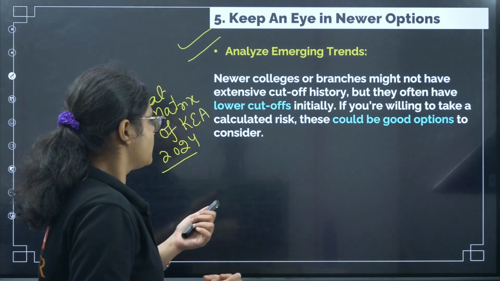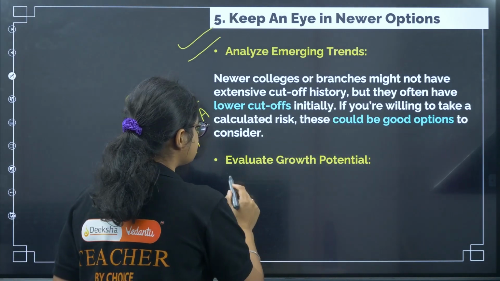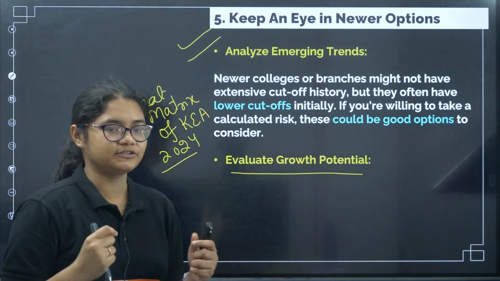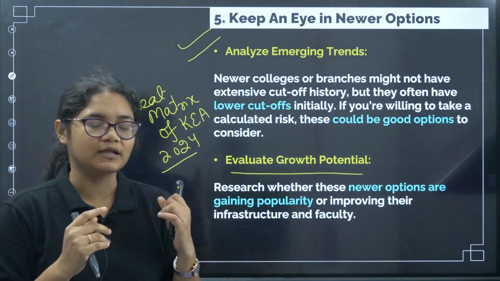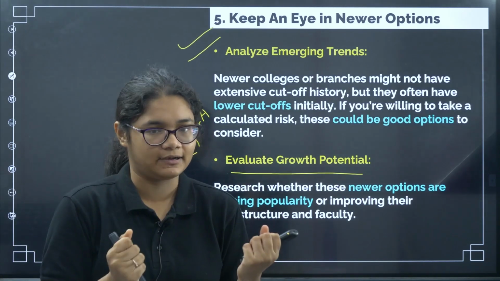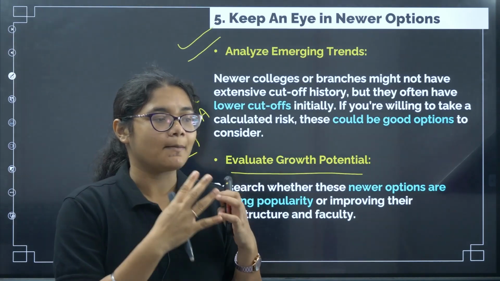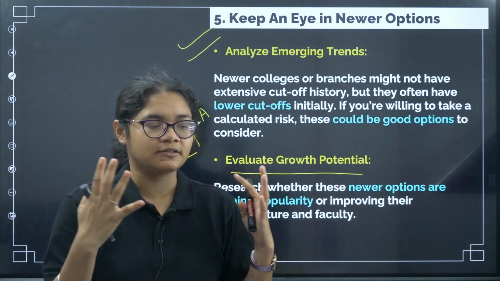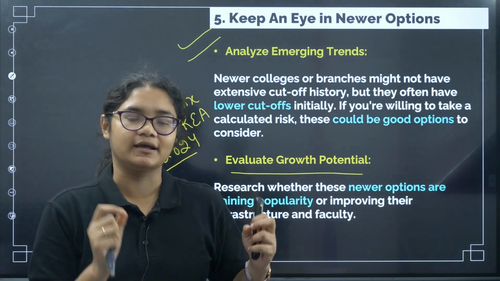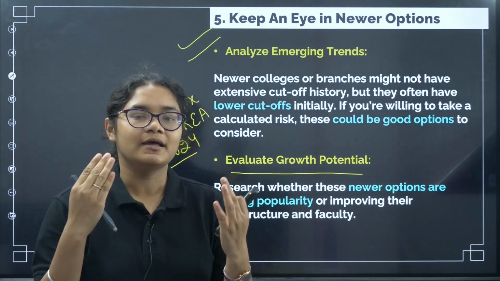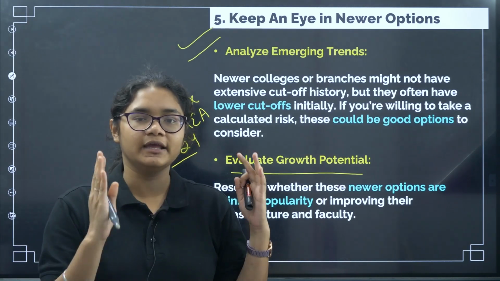Okay, so next, evaluate the growth potential. Whenever you are joining some new branch, you have to be very careful about the faculty, about the facilities provided, about the lab, because the infrastructure and the faculty should also be there. So check that once, and if that is okay, then consider definitely some newer options, and for these newer options, the cutoff is generally low.